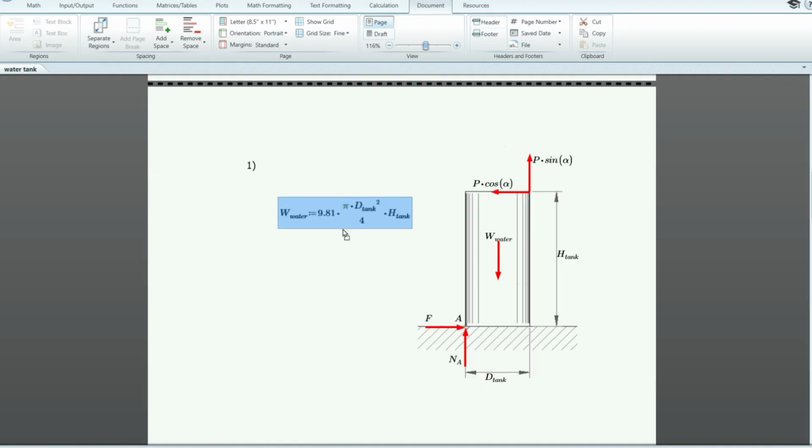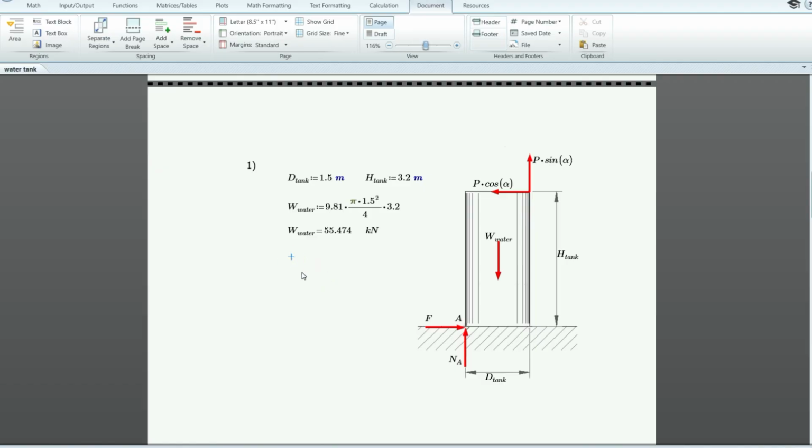But the following dimensions are given. The diameter of the tank is 1.5 meters. The height of the tank is 3.2 meters. Okay, so let's just put 1.5 here. And this is 3.2. So weight of water is 55.474 kilonewtons.